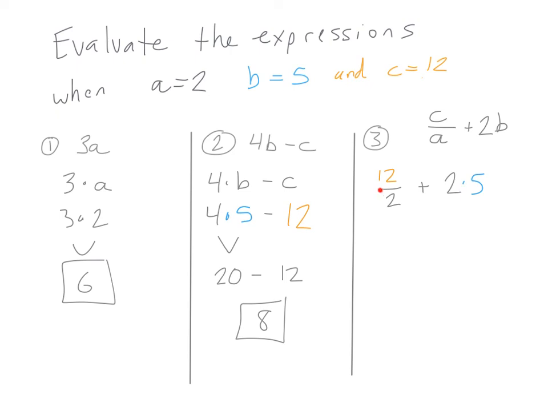Okay, so we've got division, addition, and multiplication. We remember that division and multiplication have the same level of importance, so we do whichever one comes first, all right? So let's go ahead and do the division. What's 12 divided by 2? It's 6, plus, now let's do the multiplication. What's 2 times 5? You're going to get 10. So then lastly, we just have to add. What's 6 plus 10? 16.